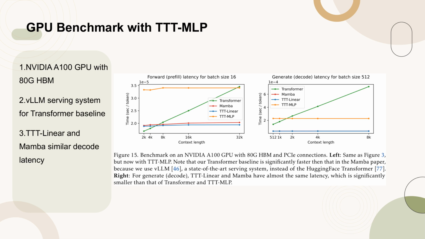The right panel highlights that during the generate, decode, phase, TTT linear and Mamba demonstrate nearly identical latency, which is notably lower than that of both the transformer and TTT-MLP.